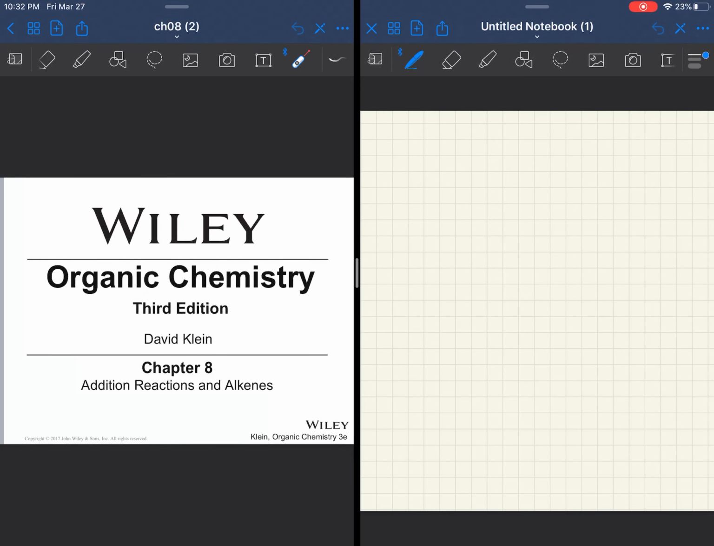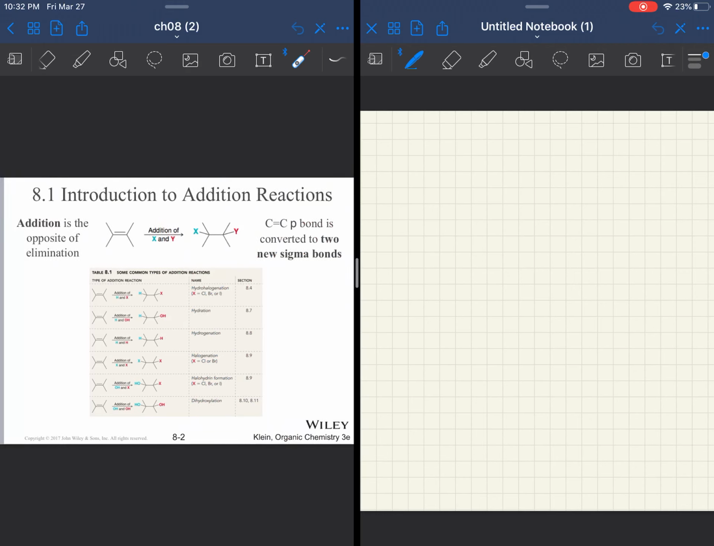All right, folks, today we're going to start in on Chapter 8. This will be the first video. We should be able to get through a few sections here. We're looking at addition reactions of alkenes. So I'm going to have the slides on the left, and I'm going to scroll through them. Sometimes we will skip things, but I just want to be able to point out things on the slides like I did in class.